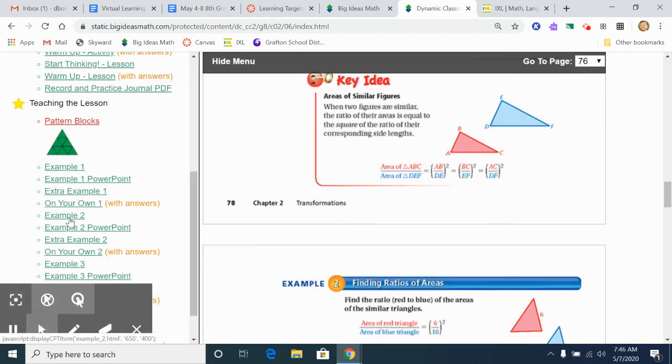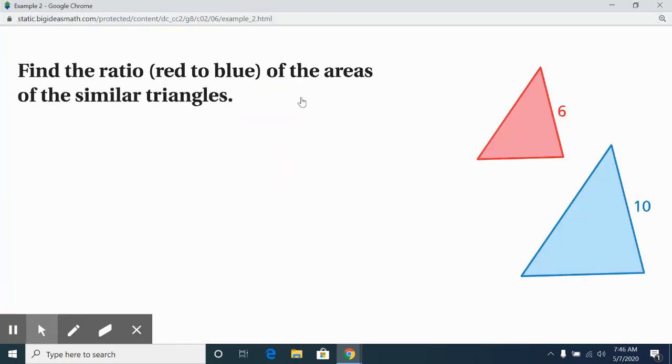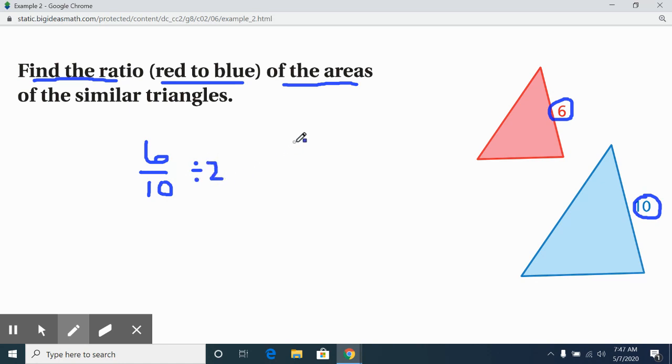All right, so let's try this one. Again, we have to make sure we're reading correctly. So find the ratio, going from red to blue again, of now the areas. The only difference going from red to blue, so 6 over 10. I'm going to do the same thing. I'm going to simplify this right away. I could divide these both by 2 and simplify this to 3/5.